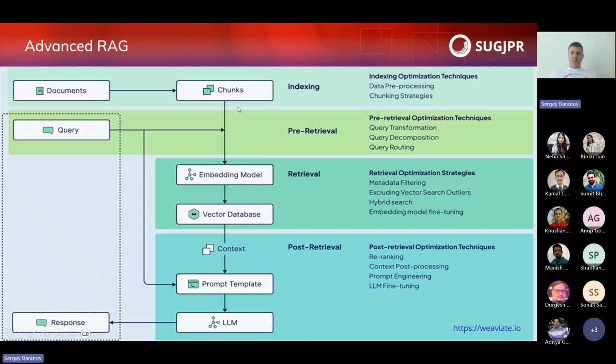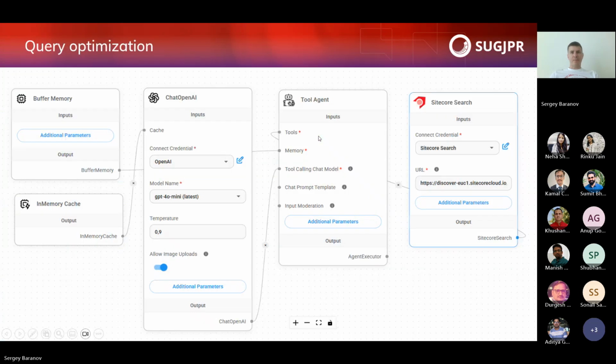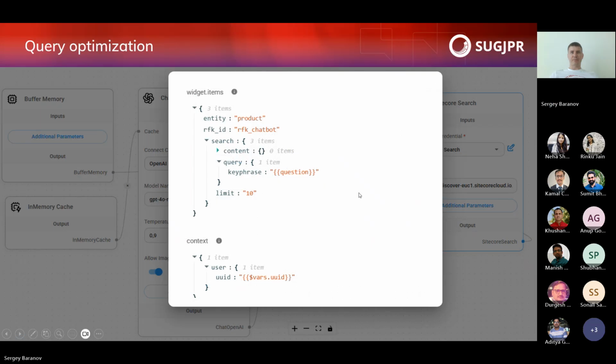And let's look at the second point: what kind of optimizations can we do at the query level. So let's go back to our simplest example, where our agent simply makes a query to the search index of Sitecore Search. One more time, as you can see, we don't have any pre-processing of the user question. We just forward it as a key phrase parameter.